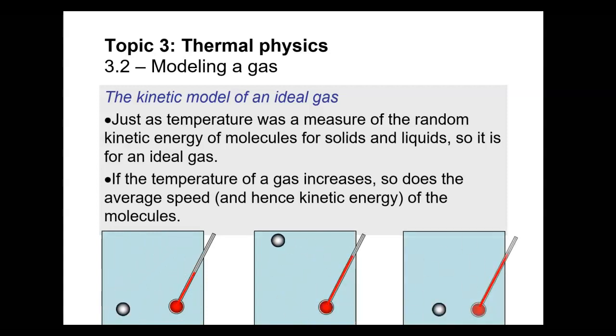If you go to this slide, we talked about before how temperature is a measure of the average kinetic energy of the atoms or molecules making up an object, and that's true whether it's a solid, liquid, or a gas. If the temperature of a gas increases, so does the average speed, and therefore the average kinetic energy of the molecules, because remember, kinetic energy is just energy of motion. So the faster the particles making up the object are moving, the higher the temperature.